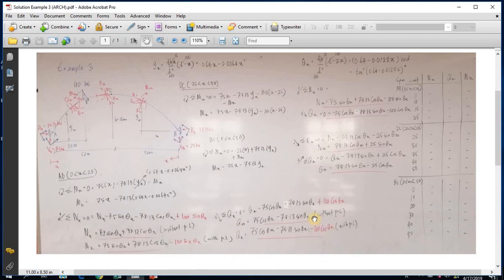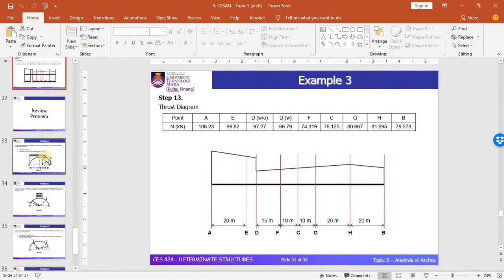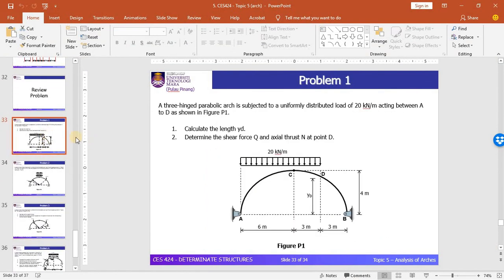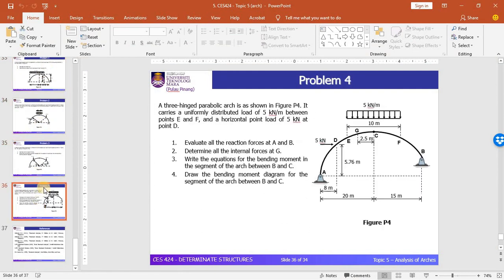If you have a problem regarding these examples, you may text me, or you can come to my office to ask further about this problem. I hope that you can try to do some problems in the notes. I want you to do all of problem 1, problem 2, problem 3 and problem 4.